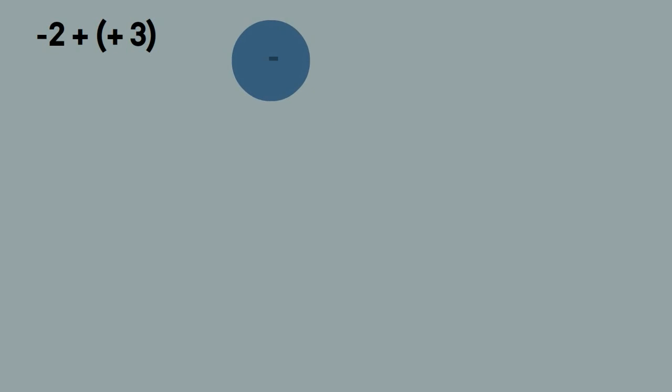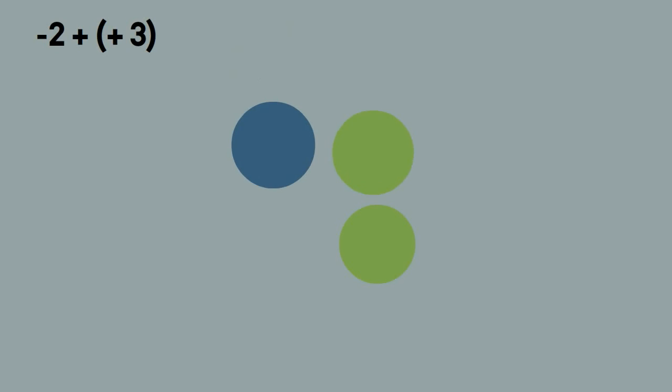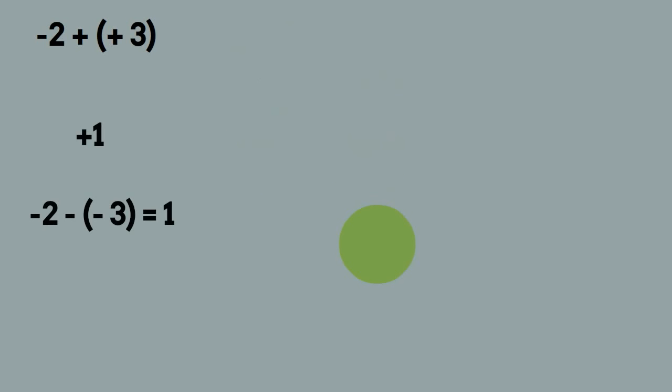Let's put down 2 negative counters, and then 3 positive counters. Get rid of the zero pairs, and we are left with a positive 1.